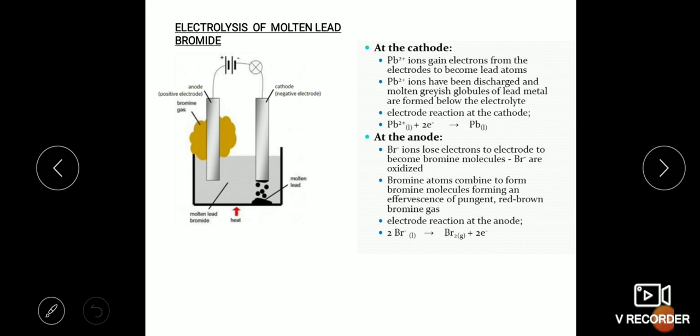Here the electrolyte which we have used is lead bromide, that is PbBr2. The electrolytic cell which we are using, it is a crucible made up of silica because silica is non-reactive and can withstand high temperature and is a non-conductor of electricity. The electrodes which are used, both cathode and anode, are made up of graphite plates. Why graphite? Because graphite is an inert electrode and it does not get affected by the bromine vapors.